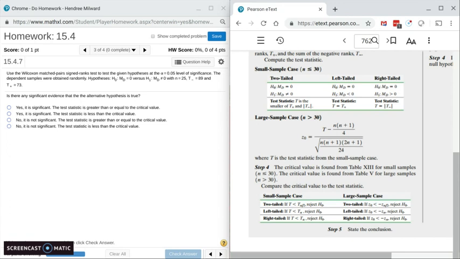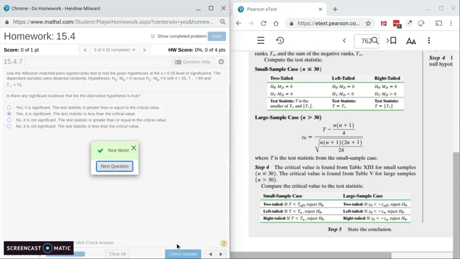Yes, our test statistic is less than our critical value, so we're going to reject the null hypothesis. Is there any significant evidence that the alternative hypothesis is true? Yes, it is significant. The test statistic is less than the critical value. So we're rejecting the null hypothesis because the test statistic is less than the critical value. I hope that helps a little bit on this problem.